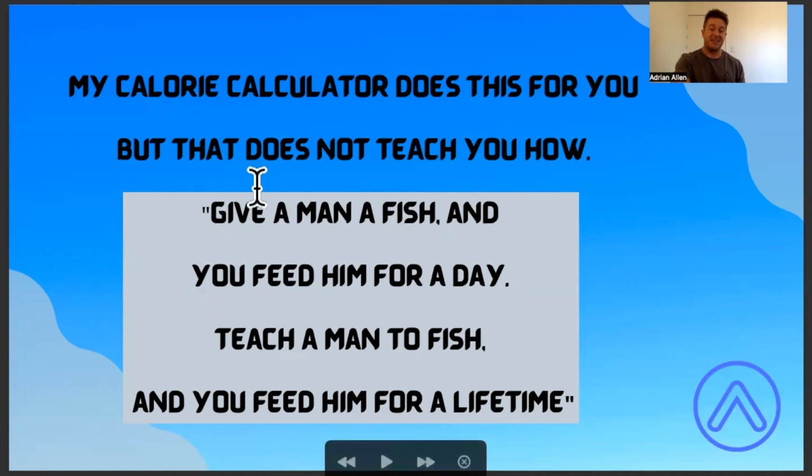But here it is, a great saying: give a man a fish and you feed him for a day, teach a man to fish and you feed him for a lifetime. That's exactly what I'm trying to get you guys to do here.